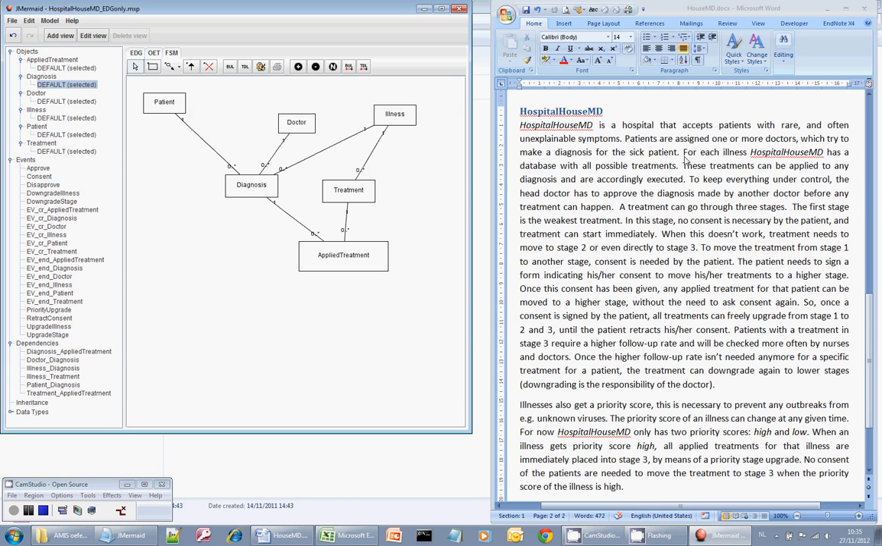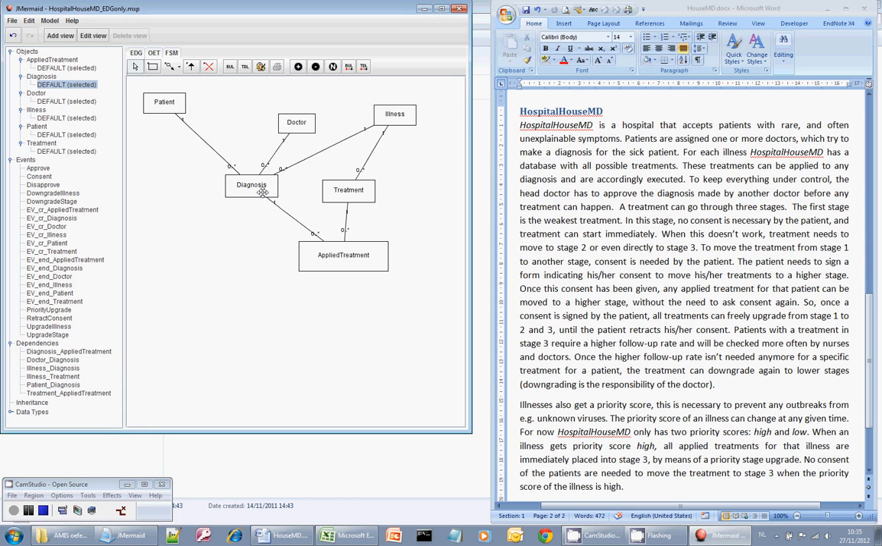Then the case says, for each illness, HospitalHouseMD has a database with all possible treatments. That's what we see here. Illness has zero to many treatments. Each treatment is for one illness. These treatments can be applied to any diagnosis and are accordingly executed.